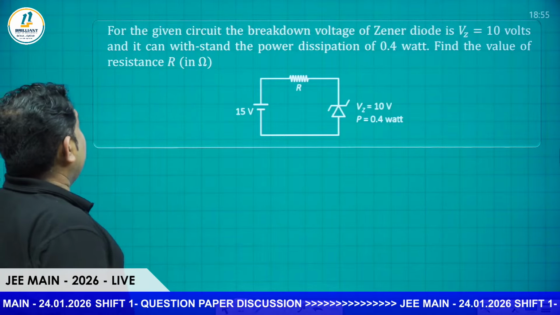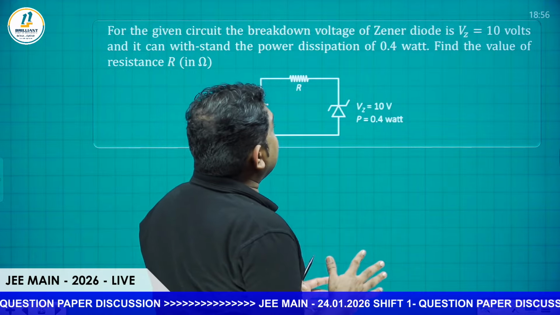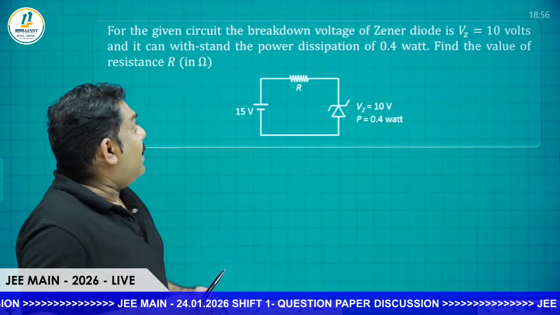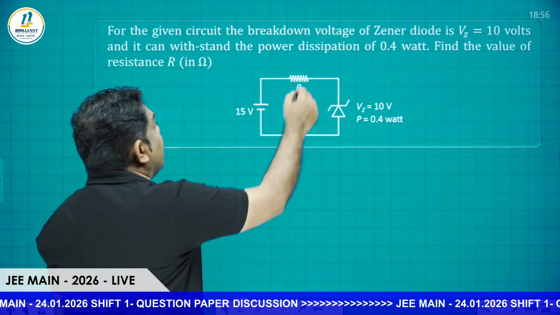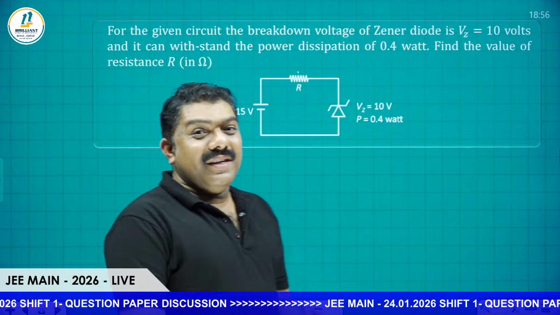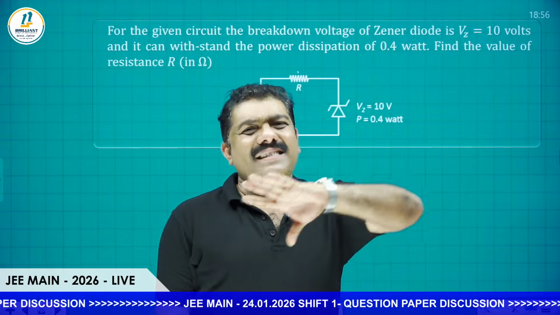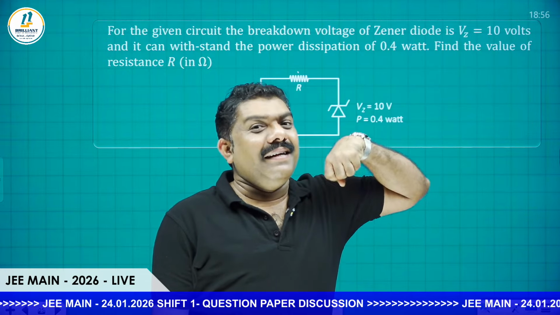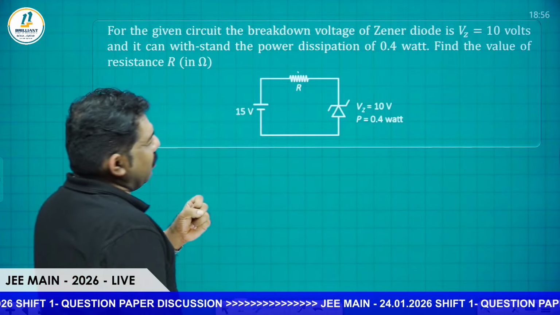Now the next question. For the given circuit, the breakdown voltage of the Zener diode is Vz equal to 10 volt and it can withstand a power dissipation of 0.4 watt. Find the value of the resistance R. Zener diode is not in our board syllabus, but for JEE it is there. But this circuit is very easy, so we don't need a detailed idea about the Zener diode here. By an electricity idea, we can solve it.